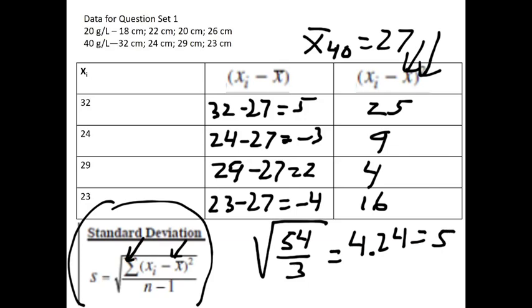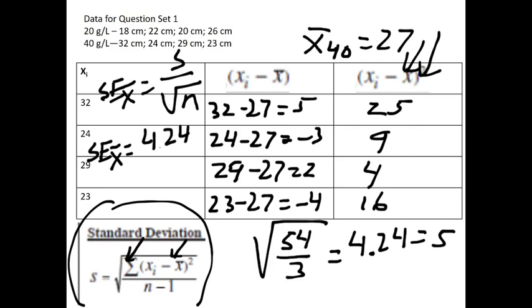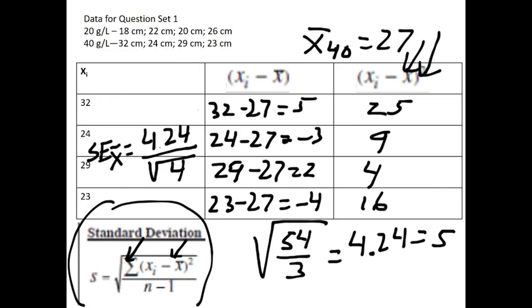Now we also need to calculate the standard error of the mean. Remember that standard error of the mean is equal to the standard deviation divided by the square root of the sample size. So for this calculation, our standard deviation was 4.24. We're going to divide that by the square root of n. Again, our sample size is 4. So 4.24 divided by the square root of 4 is going to give us a standard error of the mean of 2.12.